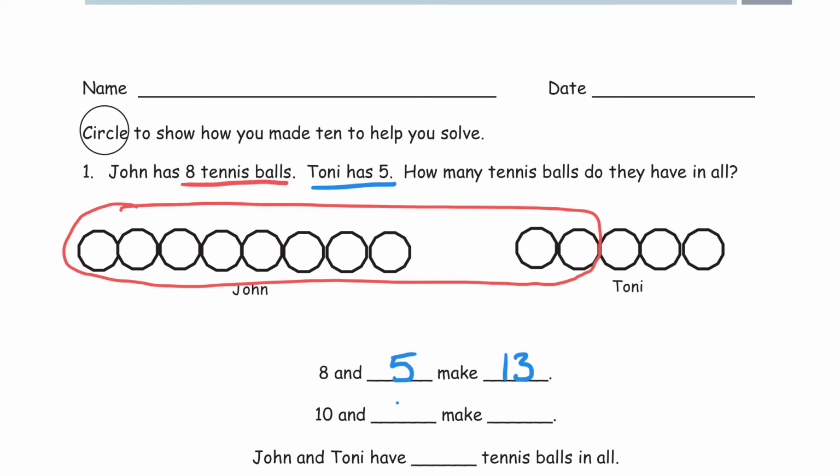10 and 3, so 10 and 3 make 13 as well. So Tori and John and Tony have 13 tennis balls in all. All right, boys and girls, nice work. Let's take a look at number 2.